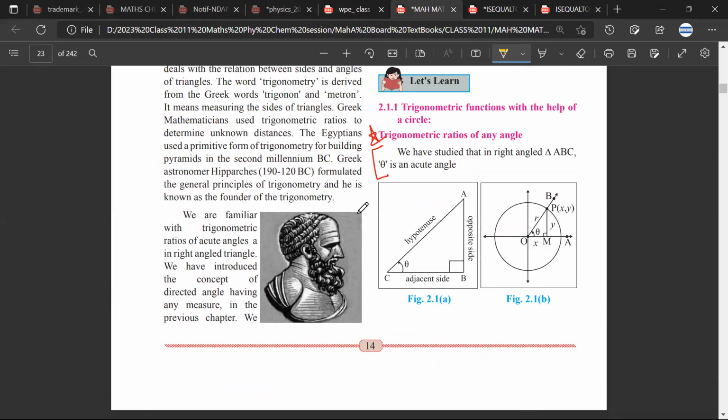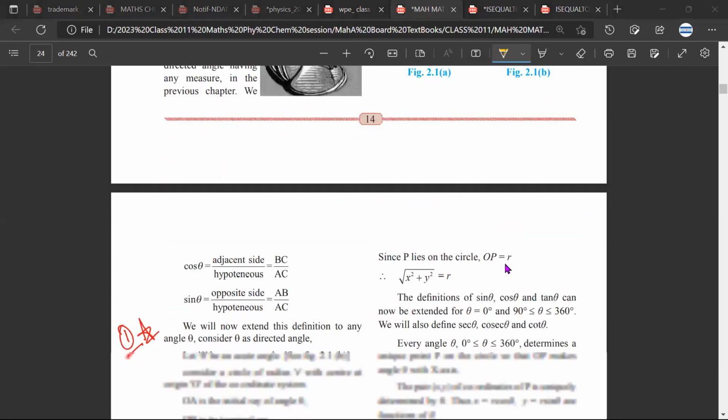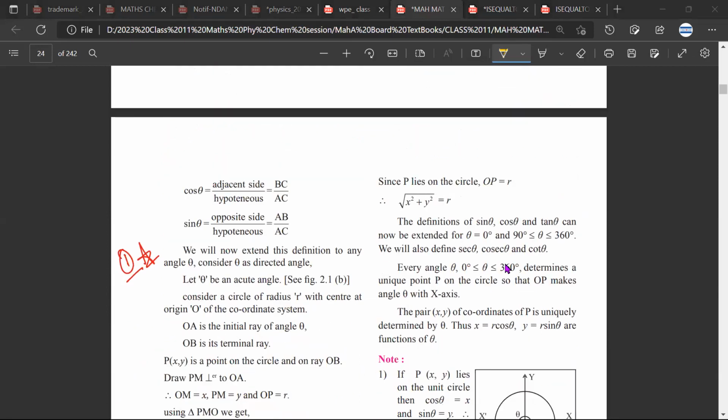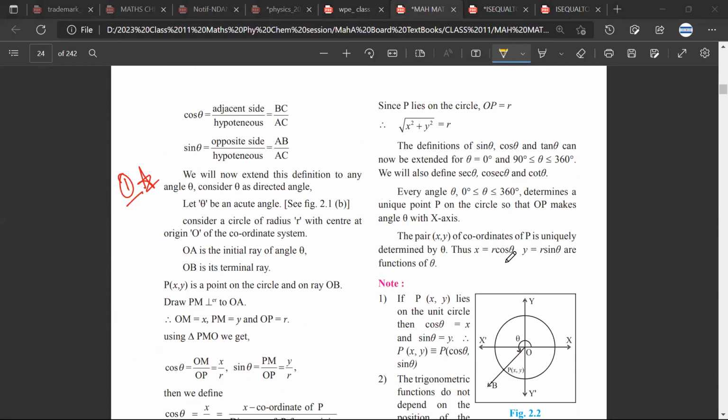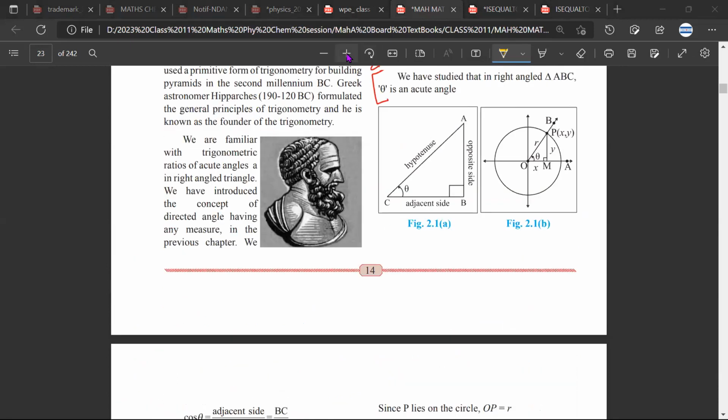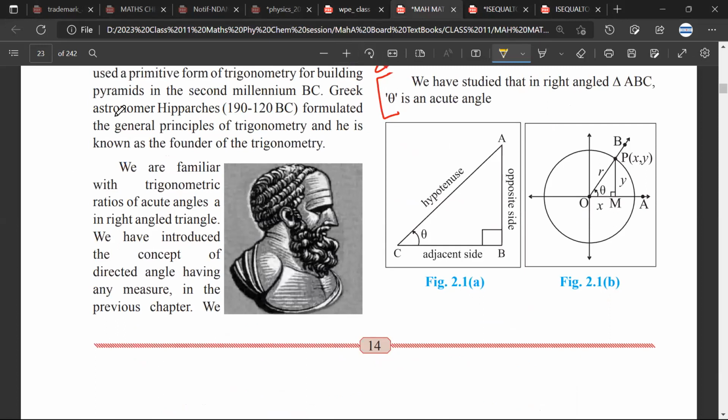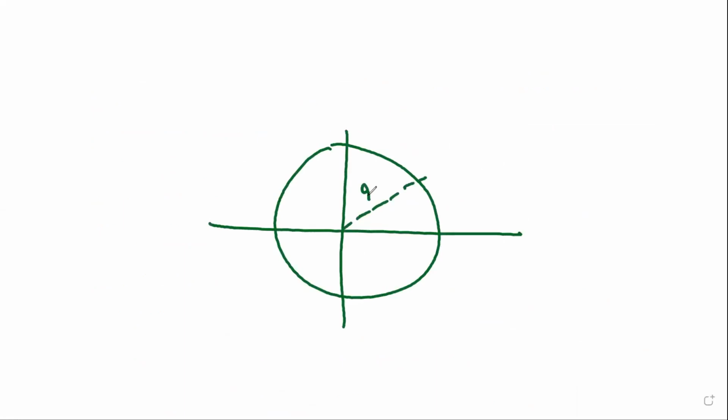Let us first understand the first point. Let us extend the definition of theta. This is how the definition of theta will get extended. What we'll say is that there is a circle like this, and on this circle, this is the radius r. On this circle, this is a point x, y, any random point. Do we have any doubt till here? No.